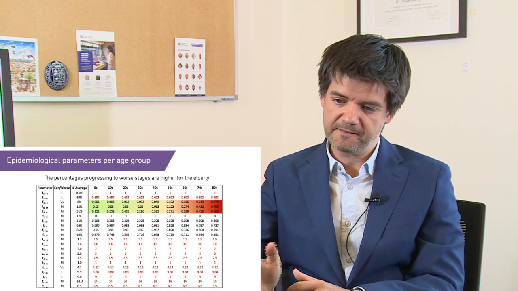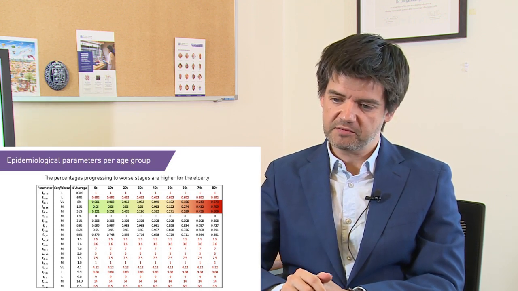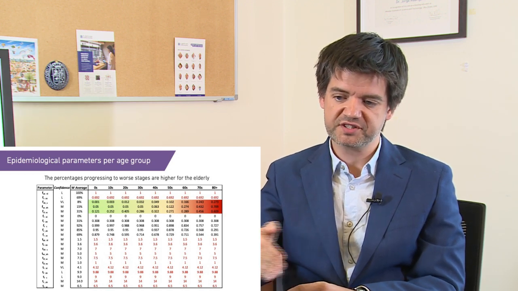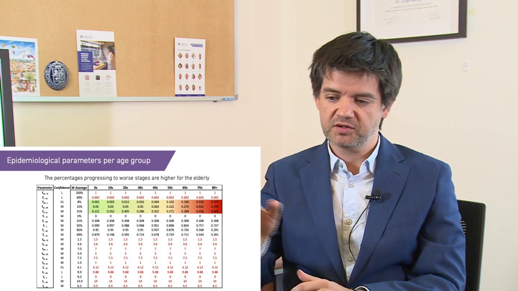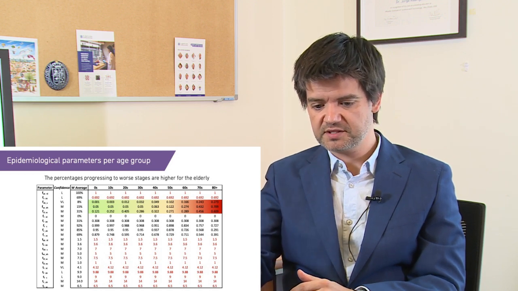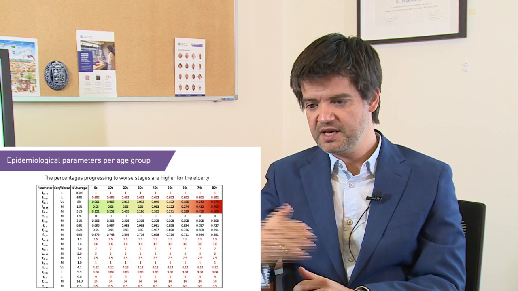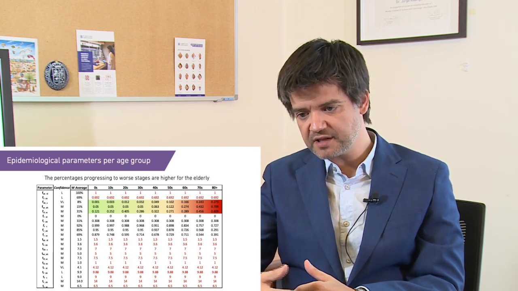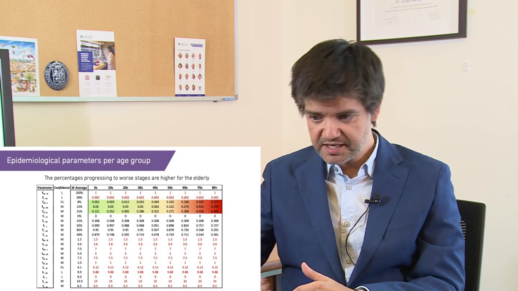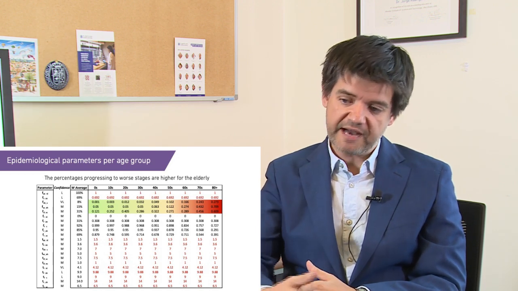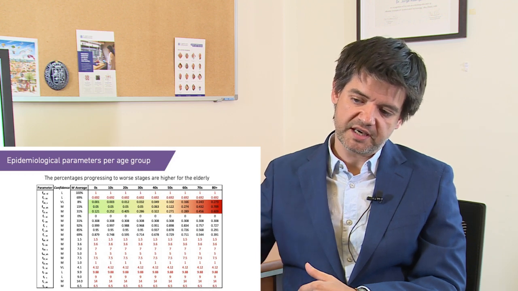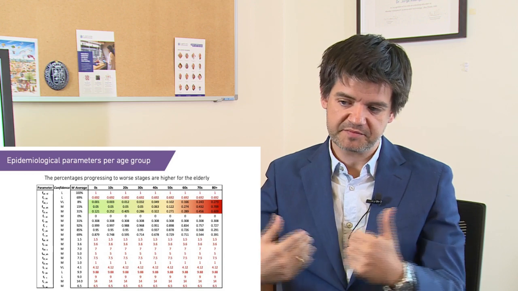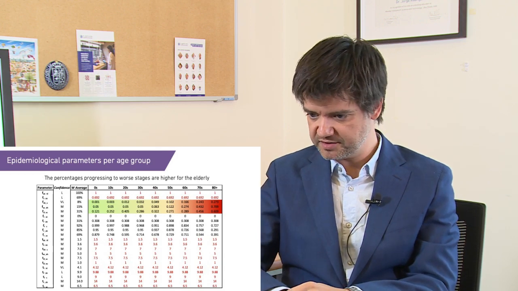In this figure, the green side on the left of the table shows the lowest values for the fractions of people moving into more severe stages, and on the right, which is applicable to the elderly, the people over 60 and over 70, we can see how those percentages of individuals becoming critical, hospitalized, and deceased are much higher. So in that way, we have captured the age-different behavior by having different numbers per age group. That was one of the main characteristics of the model.